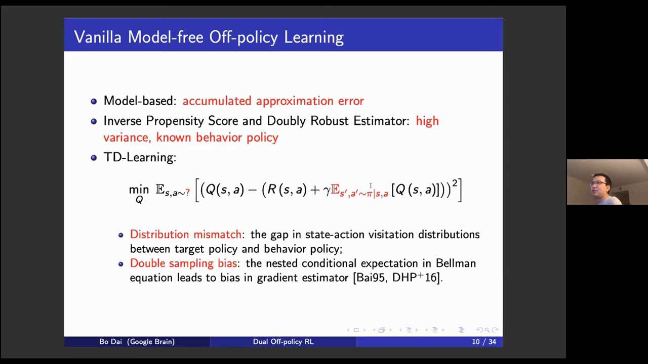The other two are inverse propensity score and doubly robust estimator. These two can be understood as one category, based on importance sampling to deal with the distribution shift, because you have data collected from another policy and you want to estimate your policy. These two policies are different, so you will have a ratio appearing in the estimator. This is good because it's eventually unbiased, but the variance can go very high because you need to multiply this policy ratio many times because the horizon is very long. So it's not very good in practice.